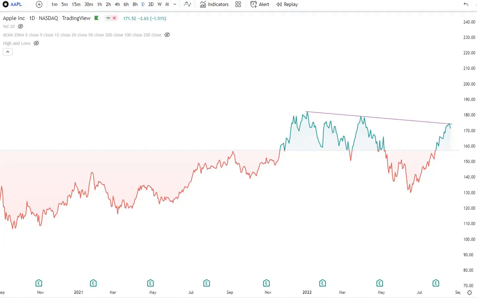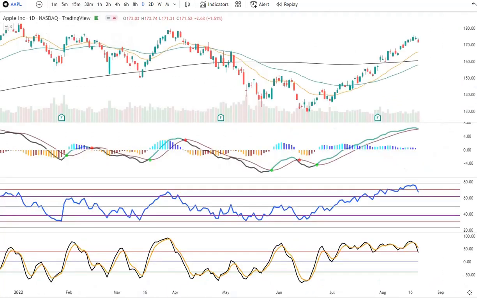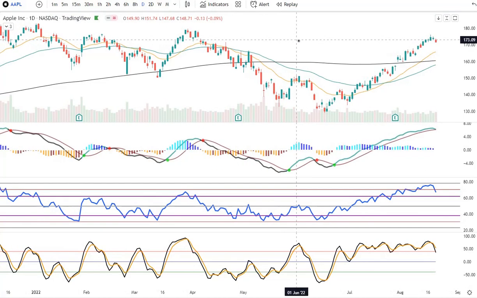Hi everyone, you're looking at a daily chart of Apple. As you can see, Apple had a strong run up since mid-June, and it has come up to an area of resistance. It backed off slightly from that level, so we wanted to understand the levels that it can find support. To do that, let's have a look at a different daily chart which has a few more indicators.